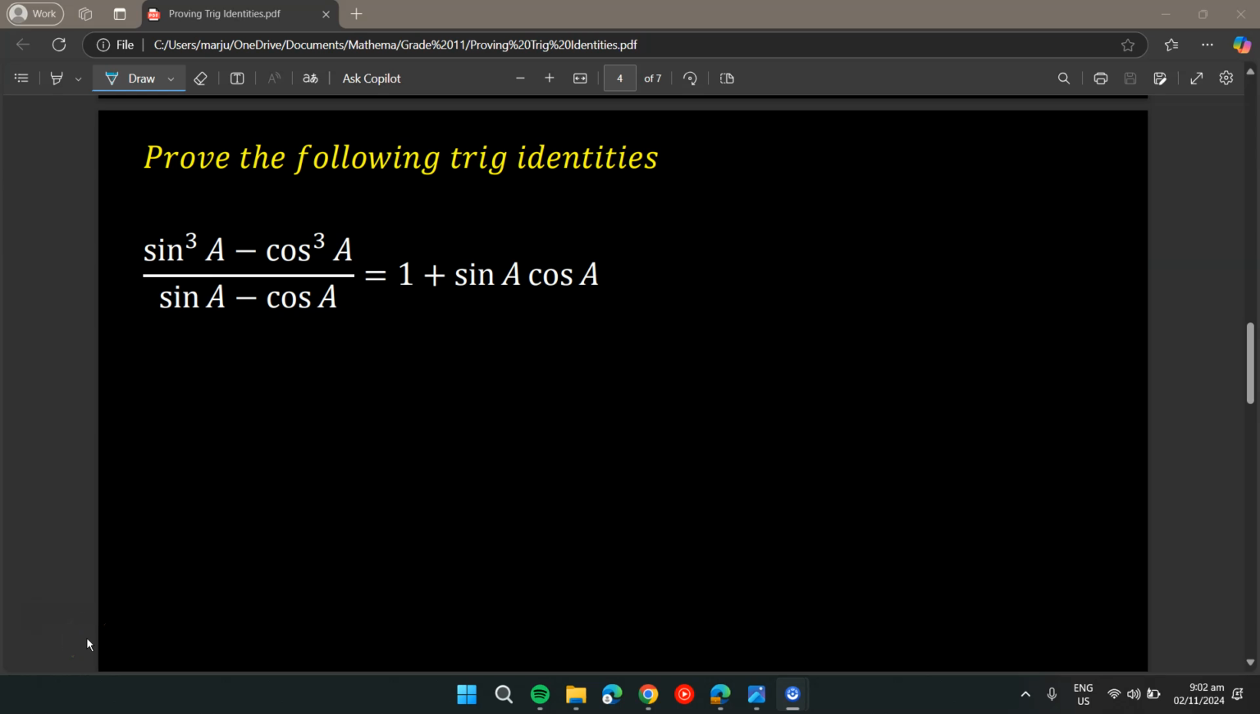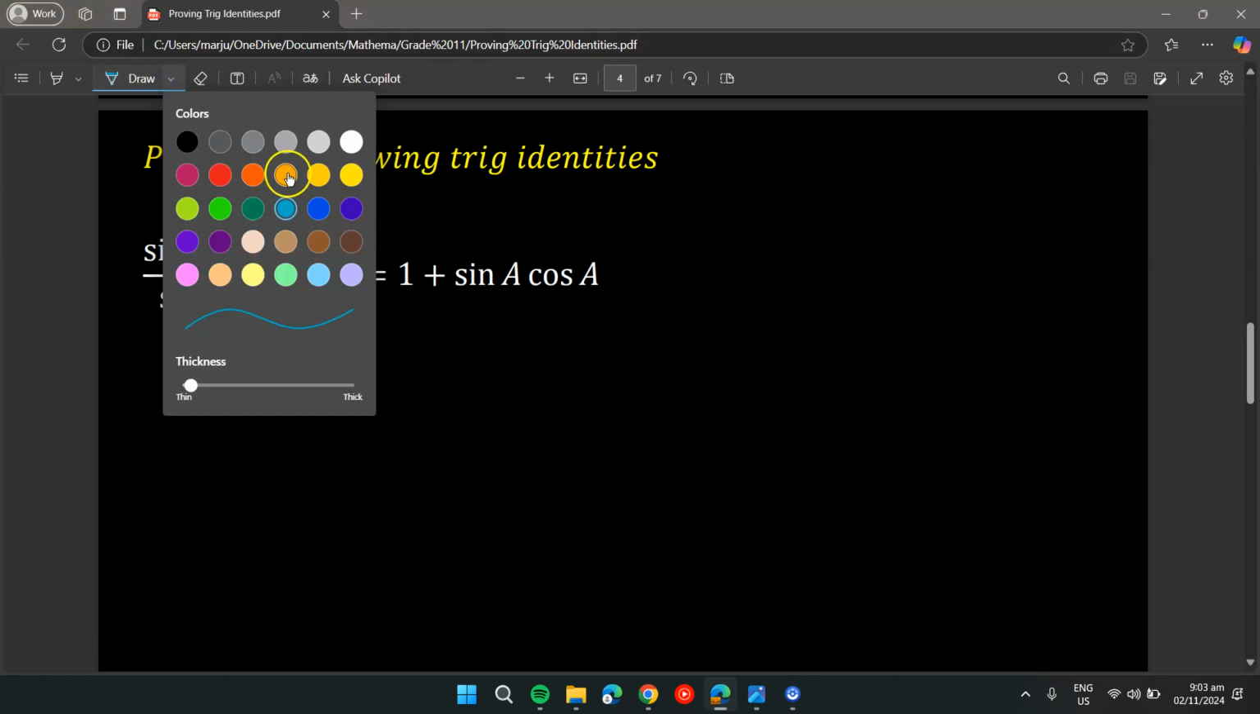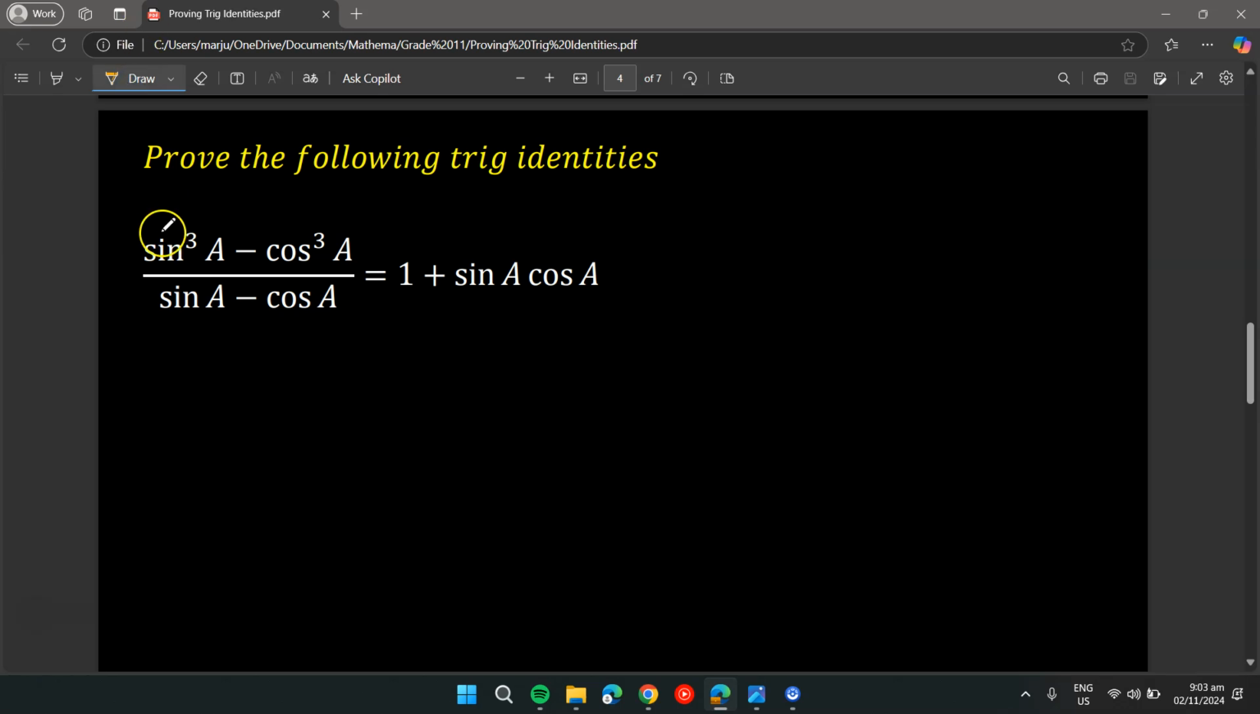Now for this item, it's actually quite intimidating to look at, but then again, you would be surprised that the answer is very straightforward. Alright, now if you're going to look at our given, what have you noticed in our numerator? We have here sine cube A minus cos cube A. That is just difference of two cubes, right?